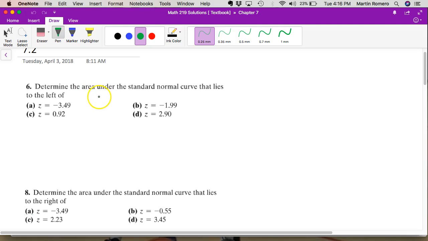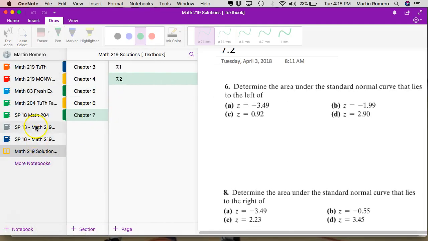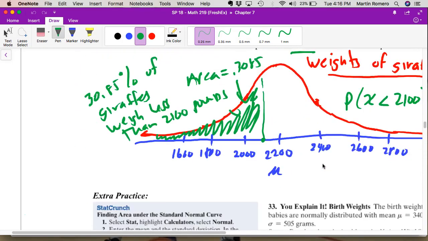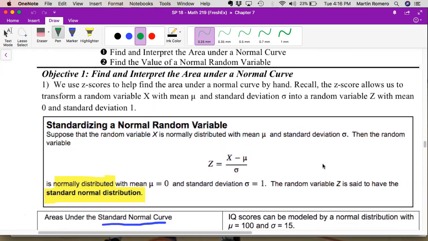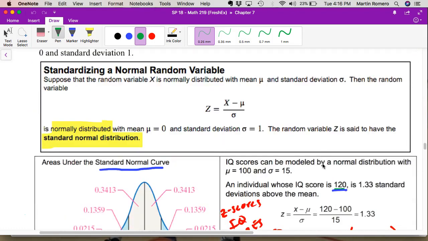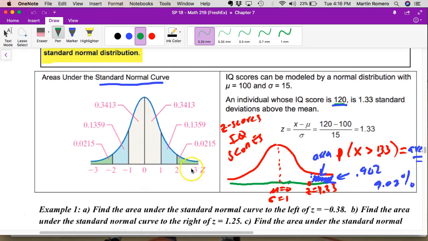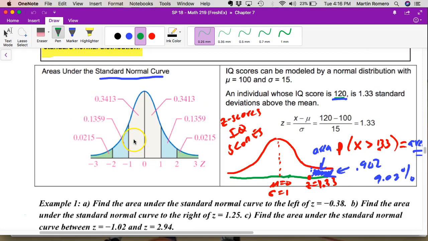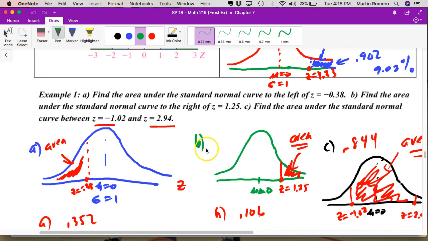First question, determine the area of the standard normal curve that lies to the left of these values. And again, we want to reference our notes. You have your notes out. You've been doing it, and in our notes we talked about the standard normal curve, the distribution, what it looked like, and again this is with reference to z values, and we were looking for area. So you have examples to look at.